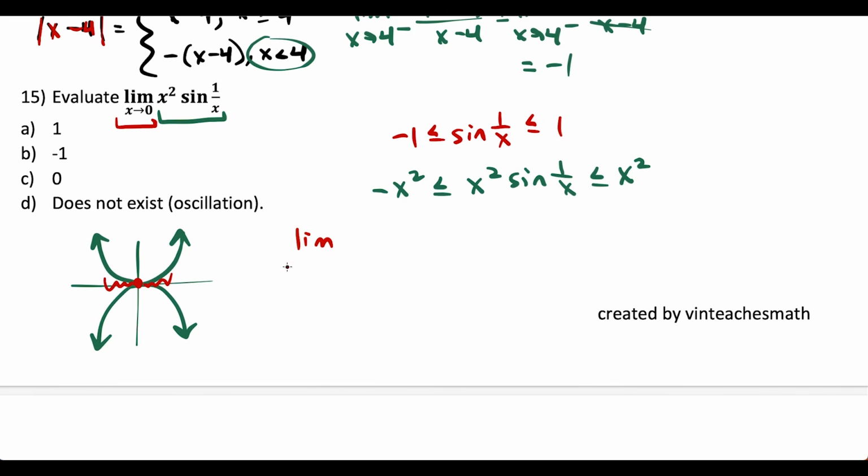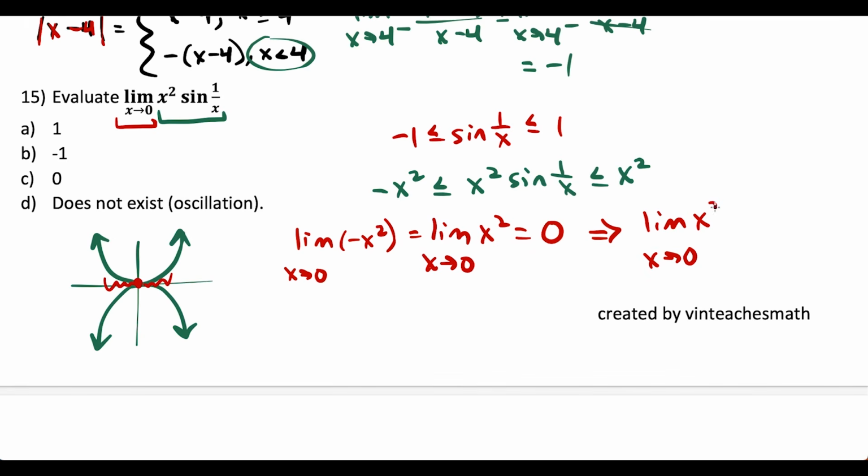So now if we think about it, the limit as x approaches 0 of minus x squared is equal to the limit as x approaches 0 of positive x squared. They're both equal to 0. So by the squeeze theorem, the limit of the middle function, x squared times sine 1 over x, is going to get squeezed to 0. And this is something that we could visualize right here on the graph, that as we approach 0, all three of these functions are going to 0. That middle function is getting squeezed to 0. That's why they call it the squeeze theorem. This is going to be choice C.